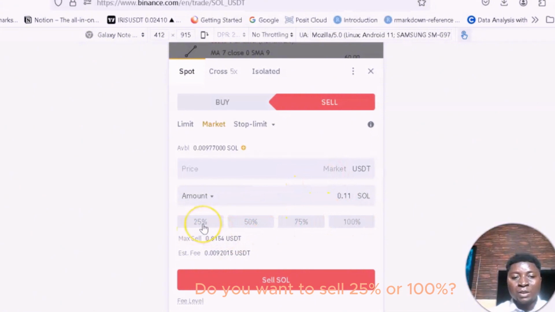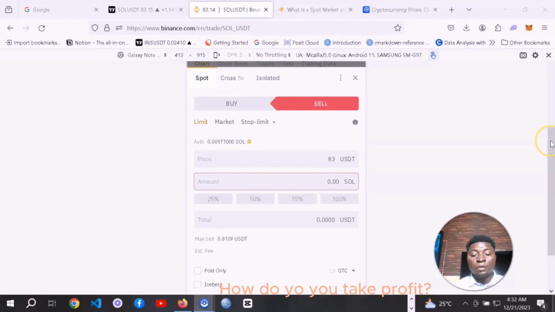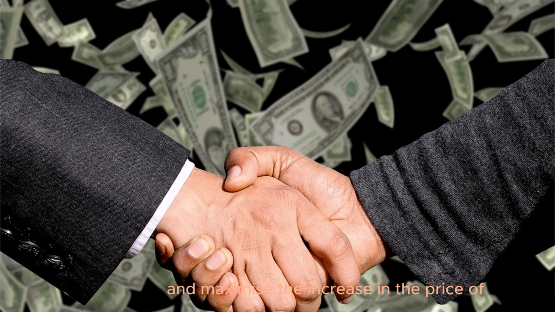Do you want to sell 25% of your asset, 50% of your asset, 75% of your asset, or 100%? Let's assume you want to sell 100%. Once you click on 100%, you click on sell. The next thing is, how do you take profit and maximize the increase in the price of the token or of the asset you are holding?